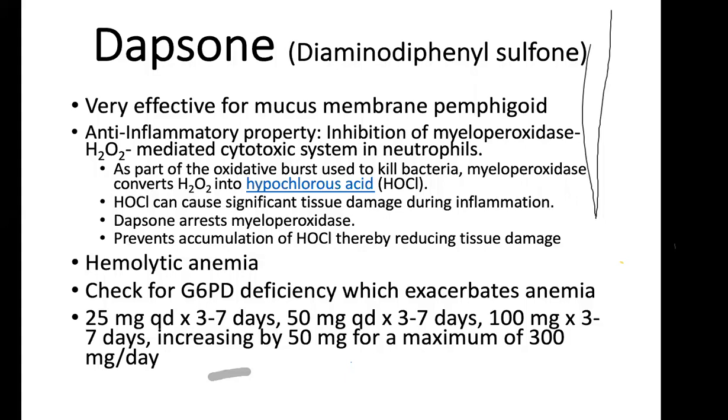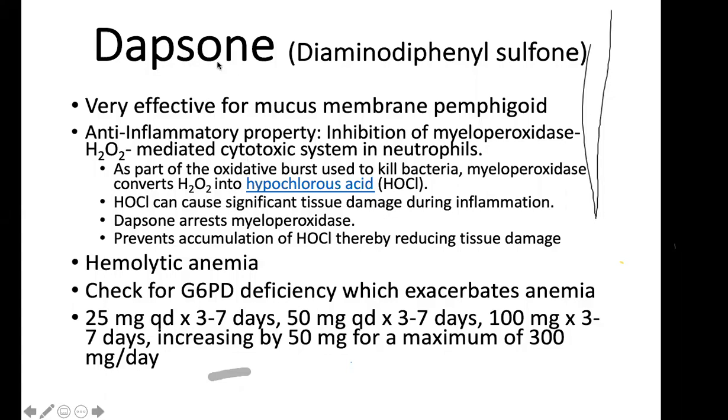So dapsone interferes with myeloperoxidase. Myeloperoxidase, the oxidative burst results in an end product known as hypochlorous acid. It's a very potent superoxide. It's very harmful to the body. We produce superoxides in every inflammatory process, but thankfully we got neutralizing agents, what we call as antioxidants. And so the superoxides are typically present for just fractions of a second before they are neutralized by these antioxidants.